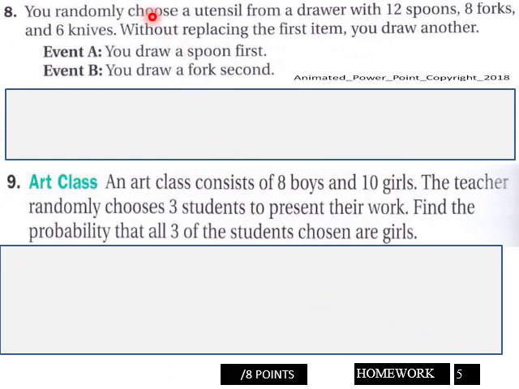Page 5, independent and dependent here. Number 9, an art class. Find the probability that all three of the students chosen are girls from this scenario here. And you got 8 points here for page 5.